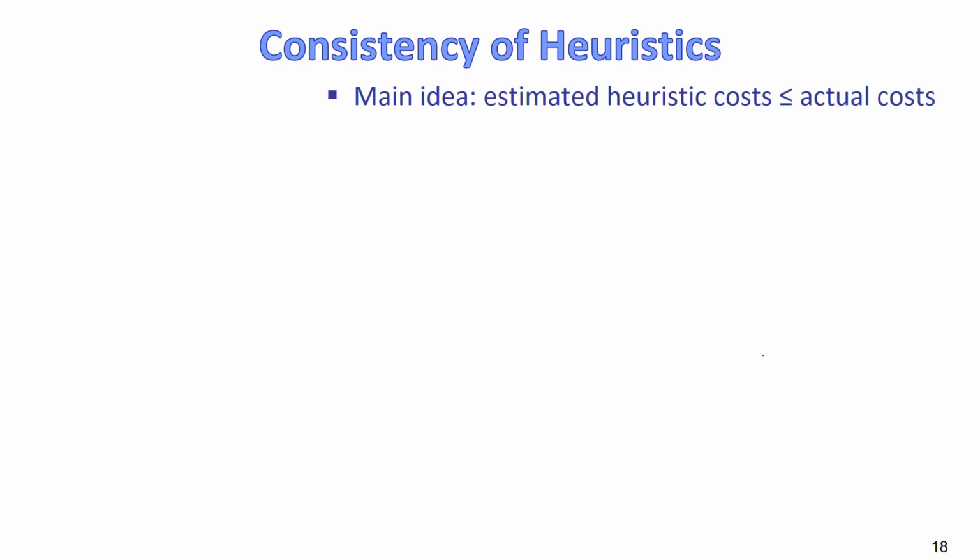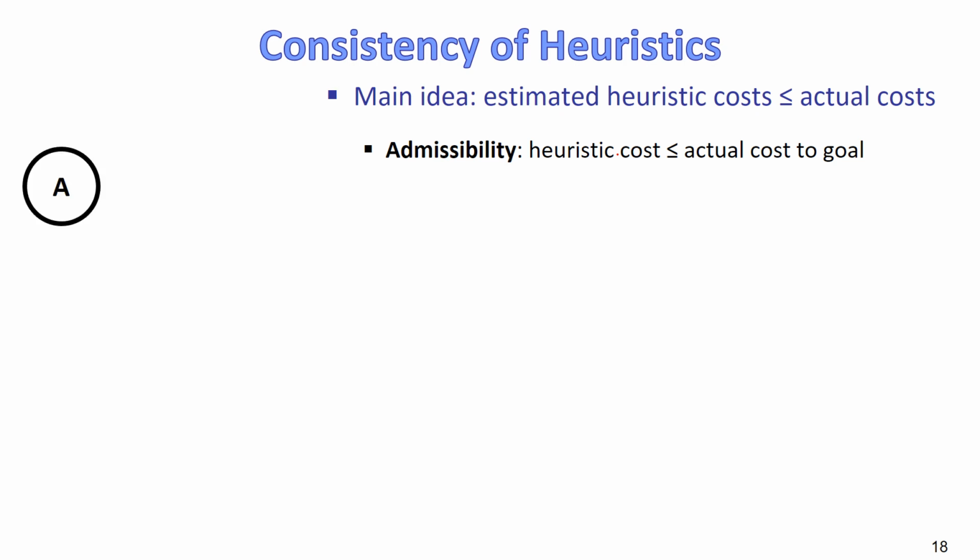The main idea of admissibility or consistency is that the estimated heuristic cost will be less than or equal to the actual cost. So for admissibility, this is done in the scope of every state. For the state, the estimated cost to the goal, which is the heuristic cost here, is less than or equal to the actual cost of the goal. Now let's see that on an example quickly so that we can compare between admissibility and consistency.